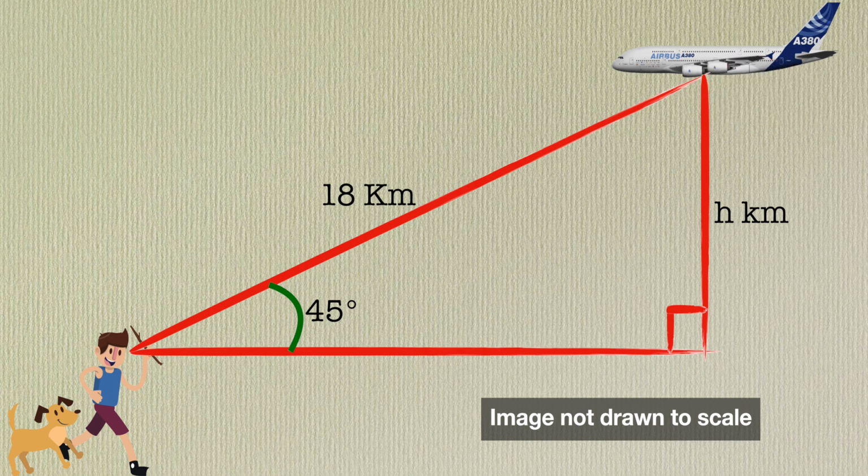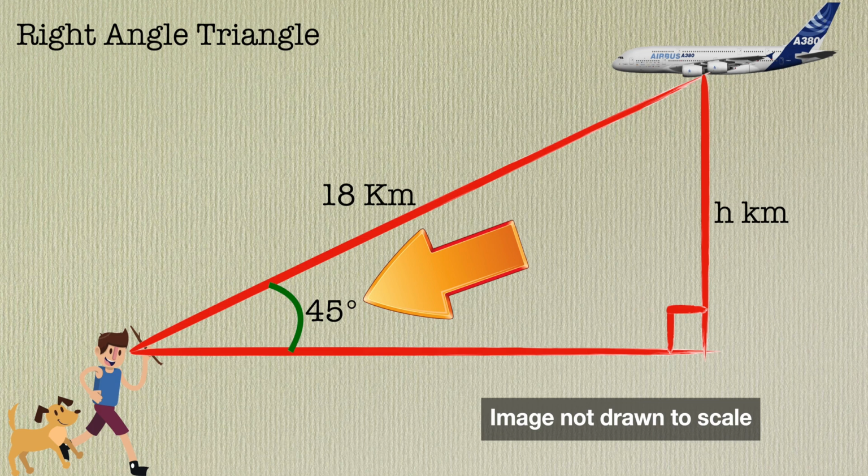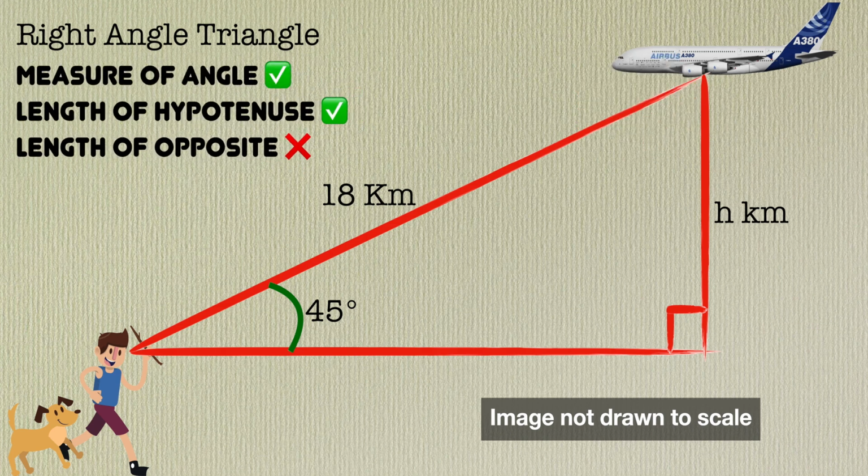Now, with this in mind, how do we find the value of h? Well, this looks a lot like a right-angled triangle, where this angle measures 45 degrees and the hypotenuse measures 18 kilometers. We are asked to find the length of this line. We are given the measure of an angle and the length of the hypotenuse, yet we are asked to find the length of the opposite. Psst, SOHCAHTOA!